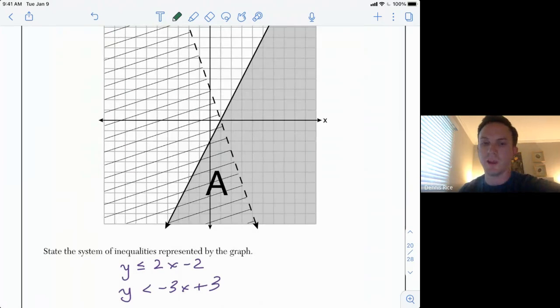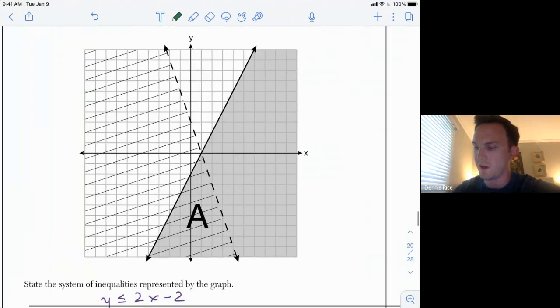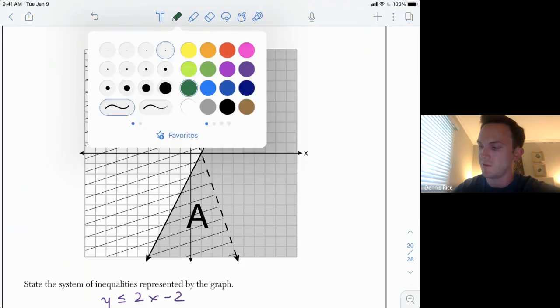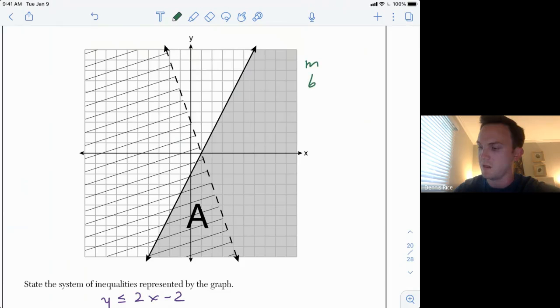I know I just wrote my answer, but what I would recommend doing is writing down the 4 pieces of information. For example, if I was doing the grayish one, like this one over here, I'm going to write down M, B, it's obviously shaded below, and it's solid. Make a little list of all these things.